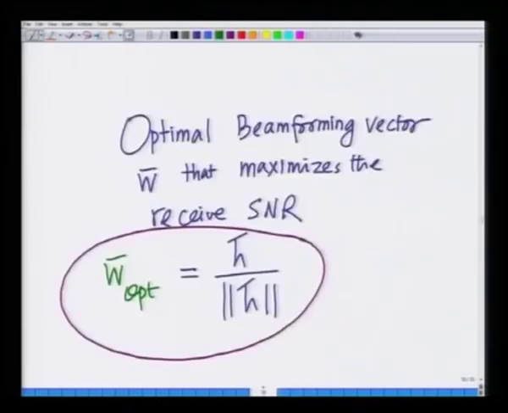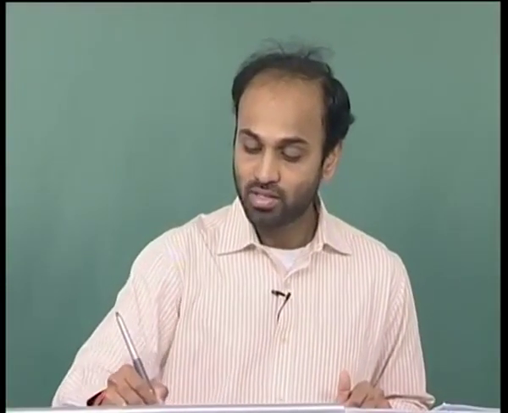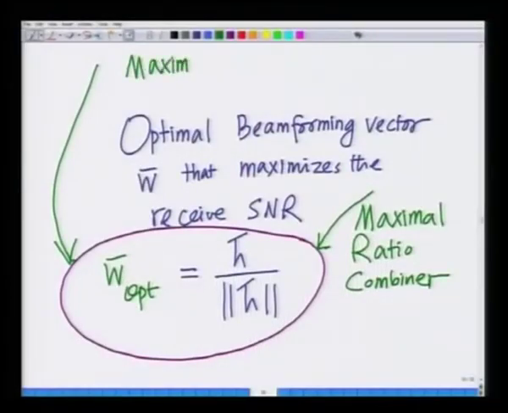This combiner W optimum that maximizes the SNR has a name, that is known as the maximal ratio combiner. In a receive antenna system with multiple receive antennas, the beamforming vector given as h bar divided by magnitude h bar, where h bar is the vector of fading coefficients, is nothing but the maximal ratio combiner, and this technique has a name. This is known as maximal ratio combining or MRC.